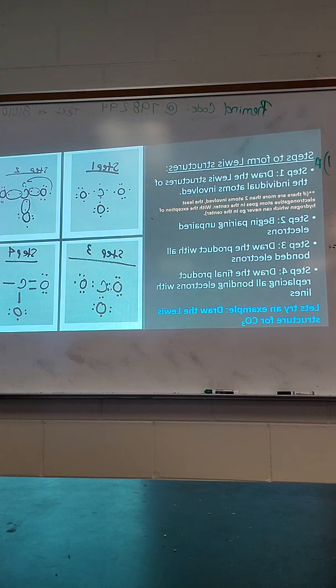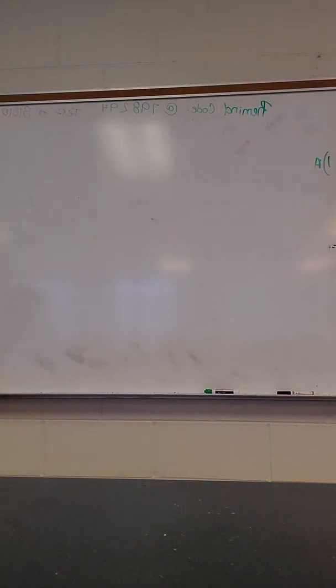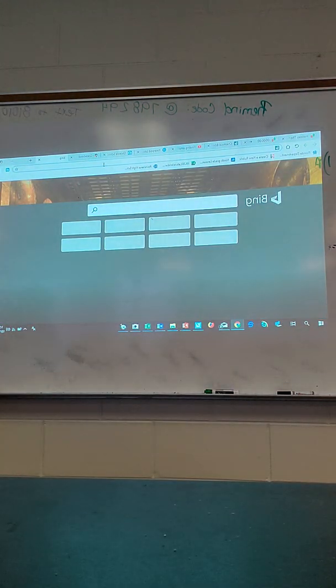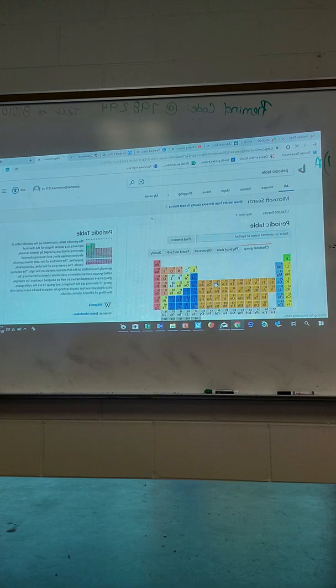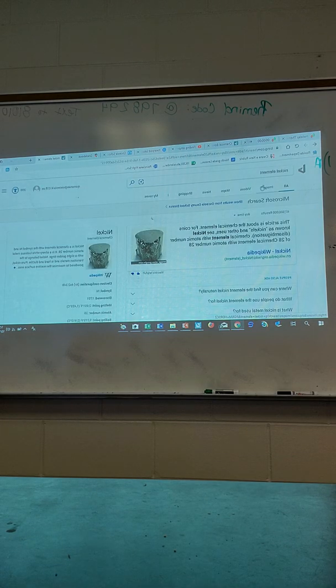Out of carbon and oxygen, who is the least electronegative? Oxygen? Oxygen is actually more electronegative. So I'm going to pull up a periodic table real quick. Electronegativity increases on the periodic table from left to right, right? Exactly.